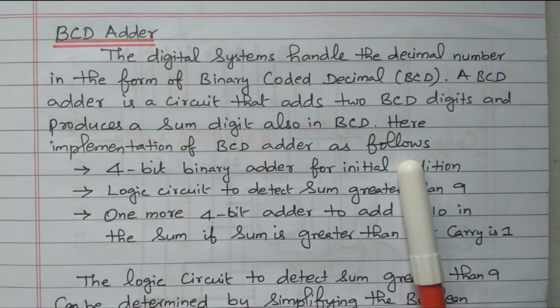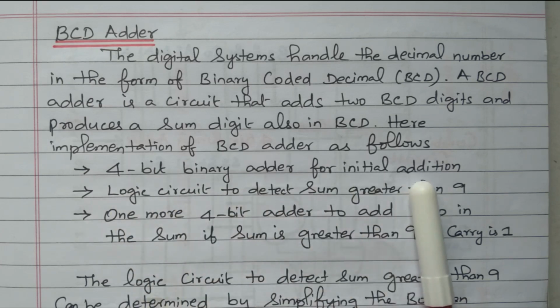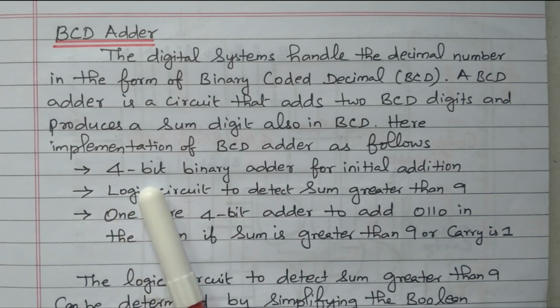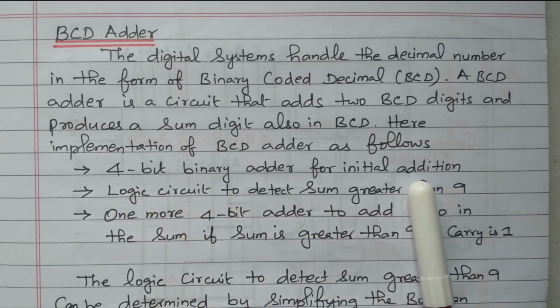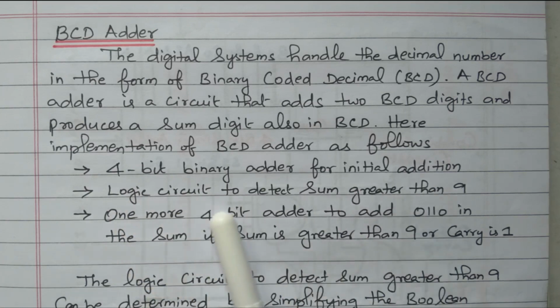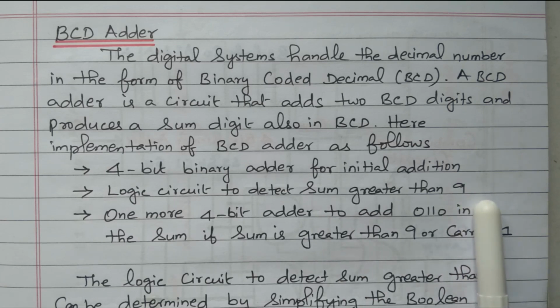Here is the implementation of the BCD adder. While implementing a BCD adder, we need to follow the following instructions. A 4-bit binary adder for initial addition. So we need a 4-bit binary adder. Similarly, an 8-bit binary adder is also available, but the 4-bit binary adder is the basic adder. First, we need to initialize the 4-bit binary adder. Then a logic circuit to detect whether the sum is greater than 9. If the sum is greater than 9, that means 10, 1 0. This 1 is represented by 4 digits, and 0 is represented by another 4 digits.